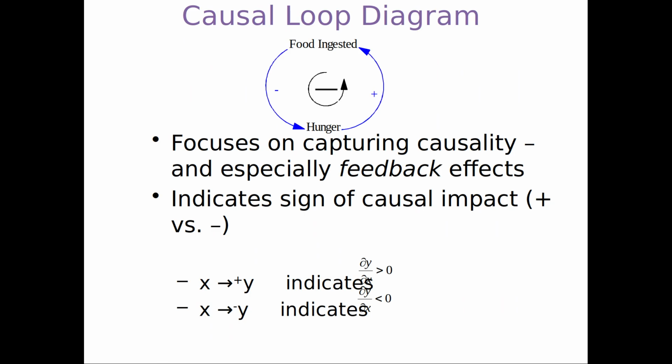Causal loop diagrams. Good things. Causal loop diagrams. They depict causality. You'd need to know what it means for one variable to be connected to another with a plus connection or with a minus connection.